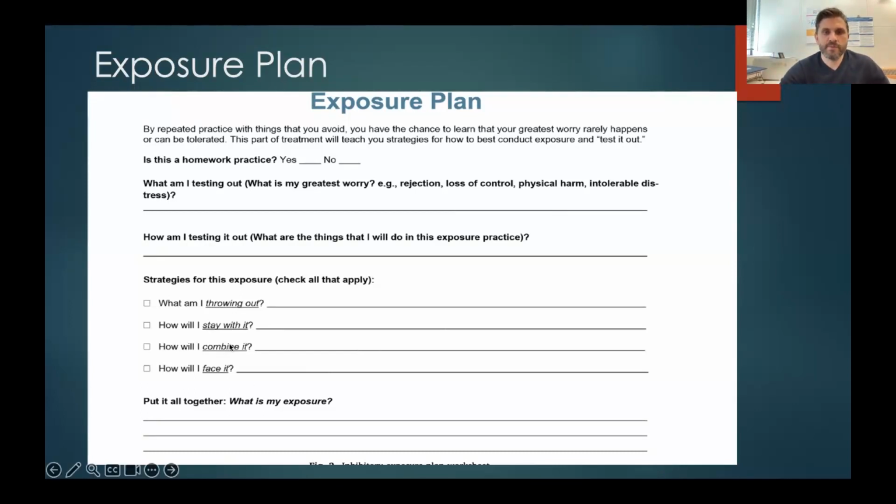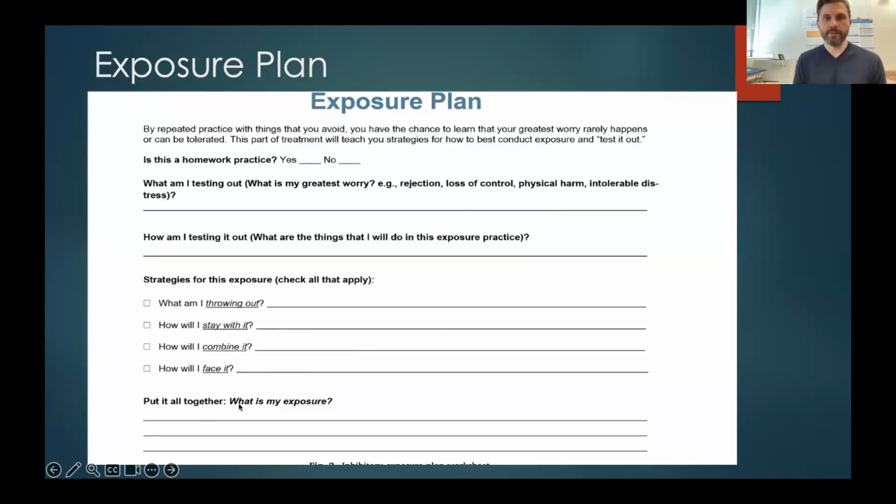Combining it is our term for deepened extinction, which we're not going to talk about today. It's more of an advanced strategy that we talk about in our paper. Same with face it, which is for occasional reinforced extinction, which is also in our paper and not something that's very applicable to exposure. But this is part of the plan that we use to design things, and putting it all together, help the person write out their exposure or they write it out.